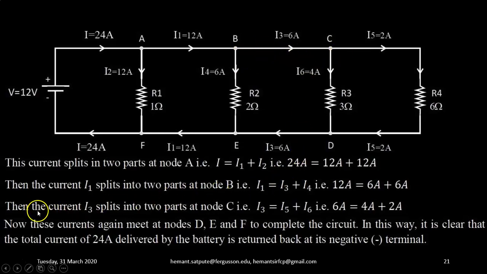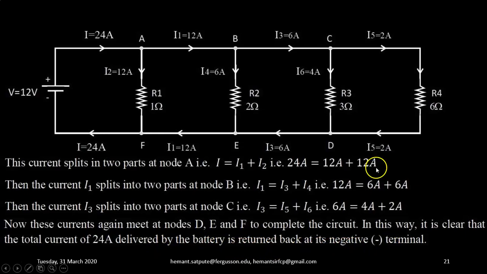Then the current I3 splits into 2 parts at node C. This 6 ampere gets split as 4 ampere flowing through R3 and the remaining 2 ampere flowing towards R4, that is of 6 ohm resistance. Now these currents again meet at nodes D, E and F to complete the circuit. In this way, it is clear that the total current of 24 ampere delivered by the battery is returned back to its negative terminal.